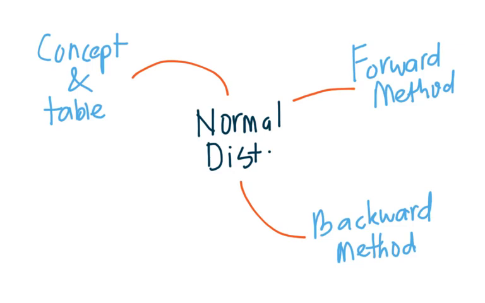In the second video, we are going to learn about the forward method, which is how we calculate the probability for the normal distribution. And in the third video, we are going to learn about the backward method, which is how we use the table of the standardized normal distribution when we already have the probability, to find the value of our variable, which is to find the value of x. Alright?